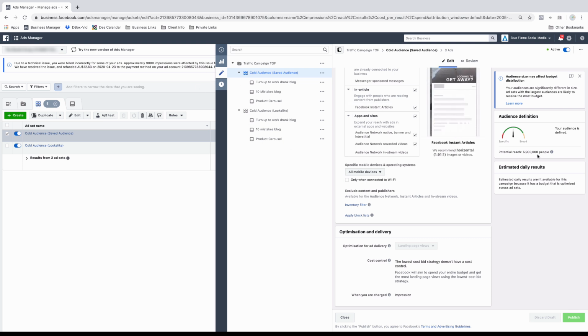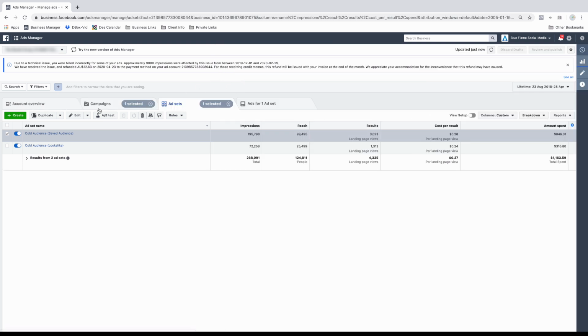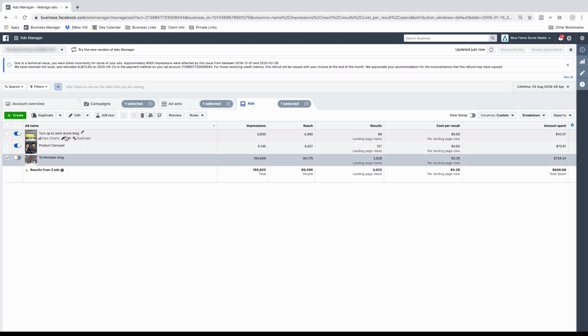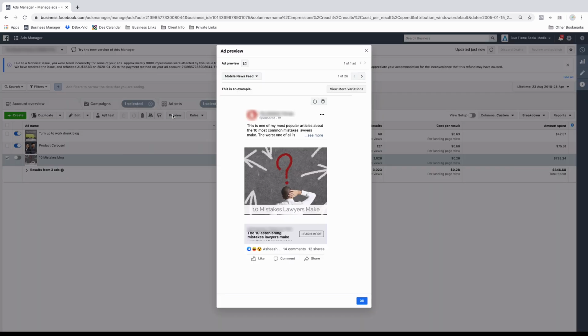All right, I can also see my audience. So let us go and have a look at our actual ads. The ad that is bringing the most in is this one here. I'm going to go and have a look at this particular ad. So let's do preview. Looking at this ad, this is one of the most popular articles, the 10 mistakes lawyers make. Look, it's looking like a great article. It's telling me about lawyers' mistakes.